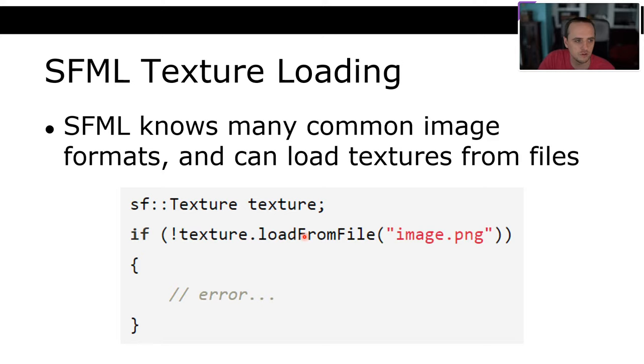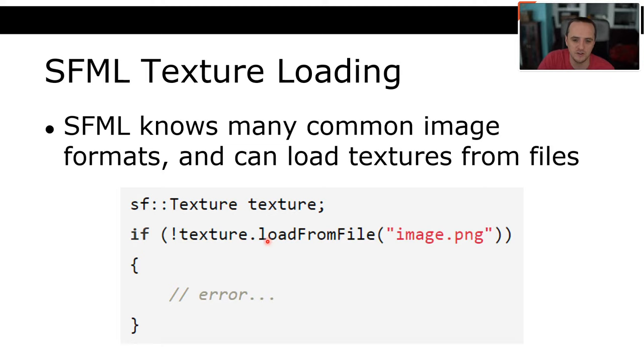Now, this loadFromFile function returns a Boolean, and that Boolean is true if it loaded successfully, and it's false if it didn't load successfully. So for example, one reason it could not load successfully is if the file didn't exist, or if you passed in the wrong file name or made a typo. Another reason maybe was because the data was in the wrong format, so maybe it was expecting a PNG file, but it got an MP3 file or something like that.